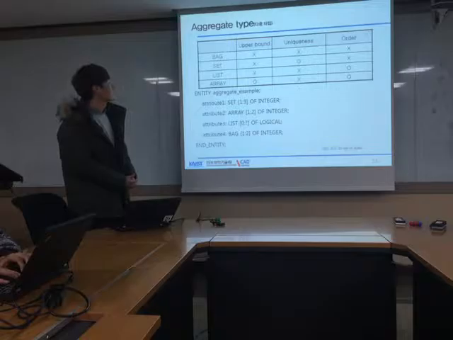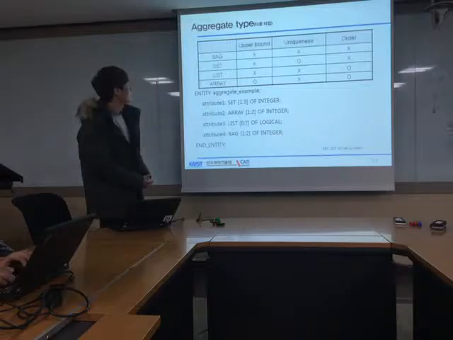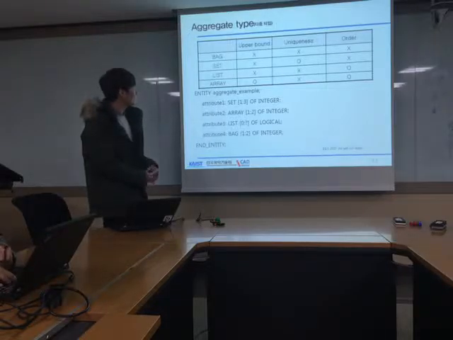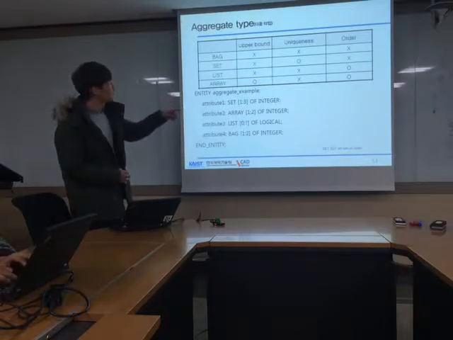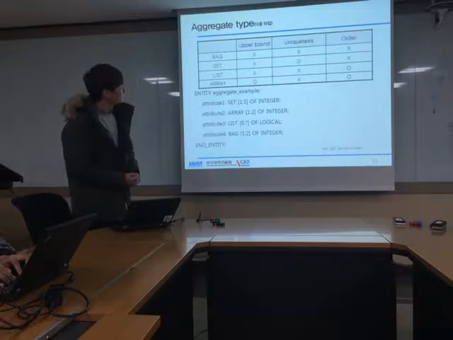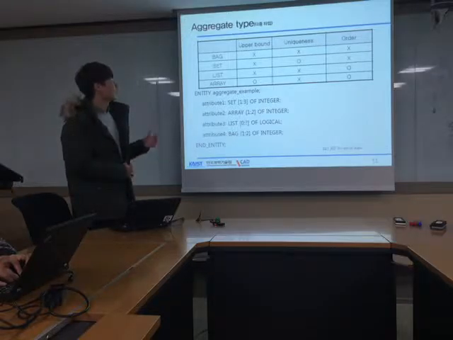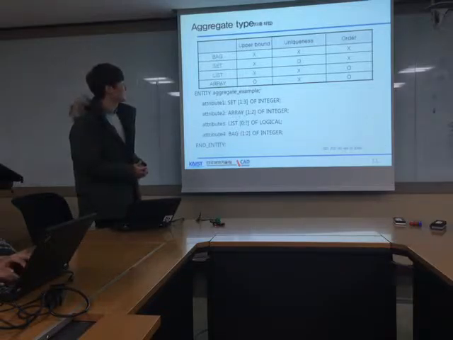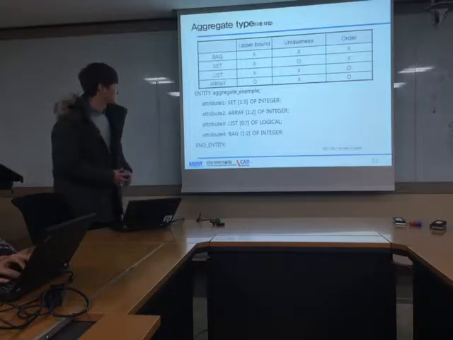And this is the aggregate type. There are 4 types in the aggregate type: bag, set, list, and array. This is the function, and this is the characteristic of each aggregate type. Bag cannot contain upper bound, uniqueness, or order, but set contains uniqueness, list contains order, and array contains upper bound and order.